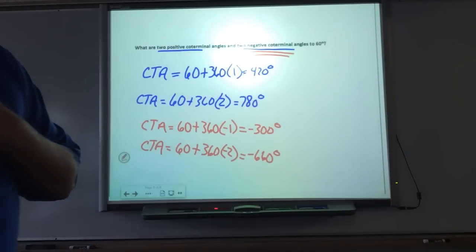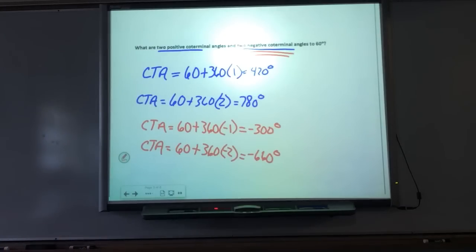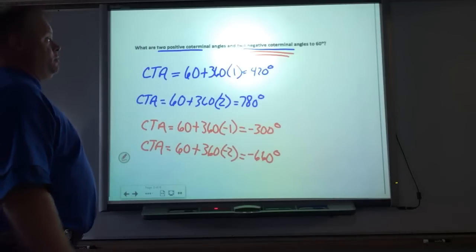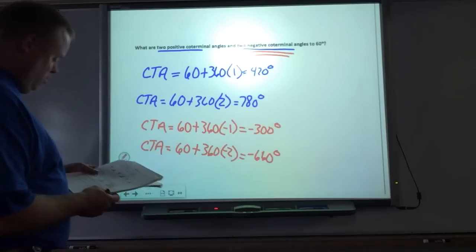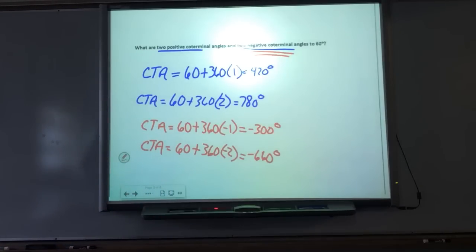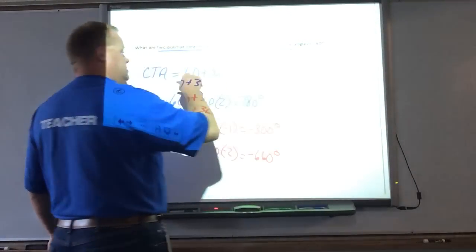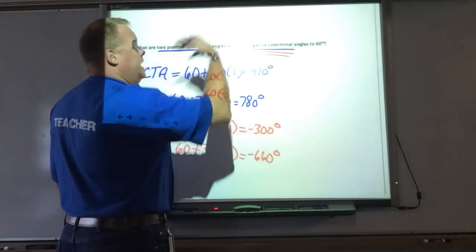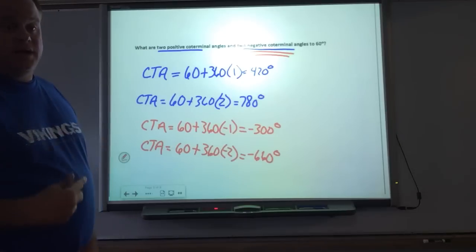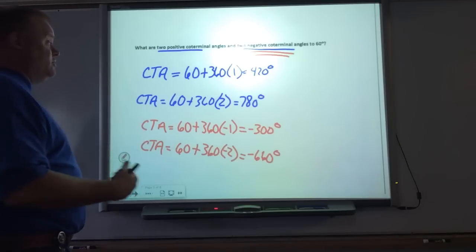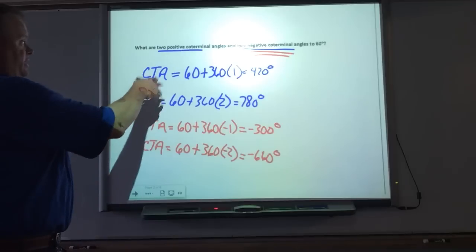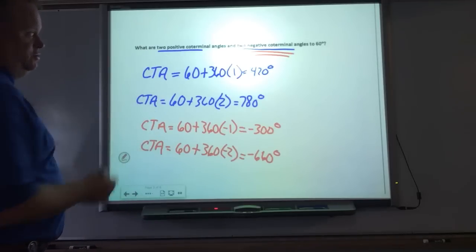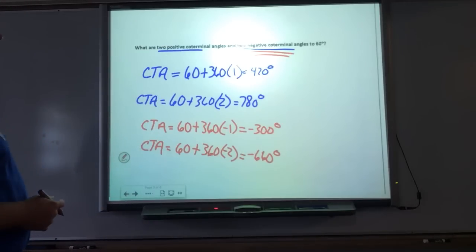You can check and double check your math. Make sure my math is correct. As I look at it, 60 plus 360 times negative 2 is a negative 660. If you're not understanding, remember, just look right above. A coterminal angle is equal to an angle. I chose 60 because that's what the problem told me. And then I have to multiply it by 360 times whatever I want to multiply by. Any integer. Well, I chose 1 and 2 because they're the simplest to choose. And I did it for both the positive coterminal and two negative coterminal angles.